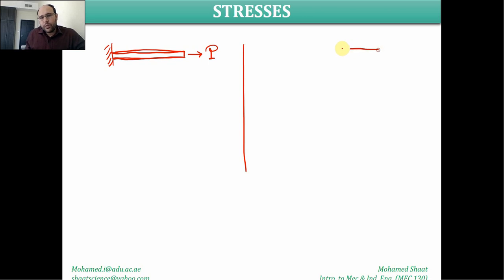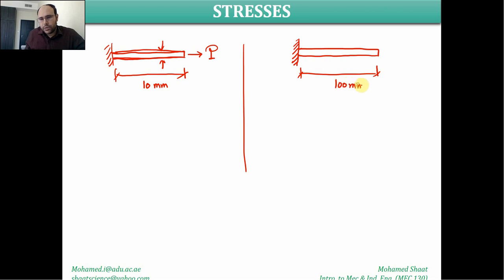Then you have a very similar bar that is made identical, made of the same material, having the same diameter, the same dimensions. All the dimensions are the same except one: the length of the first bar is, let's say, 10 millimeters, but this bar has a length of 100 millimeters. And this one is subjected to another force, let's say P2, and this is P1.